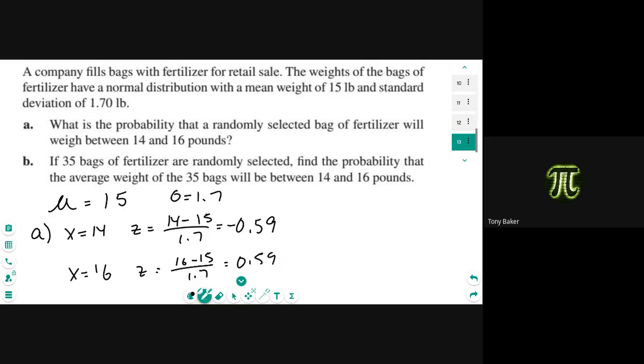So my z's were negative 0.59 and positive 0.59. Remember, z's are always rounded to 2 decimal places because that's all you have on your sheet. So 0.2776 and 0.7224. And now we're going to subtract those two because we're looking between them.